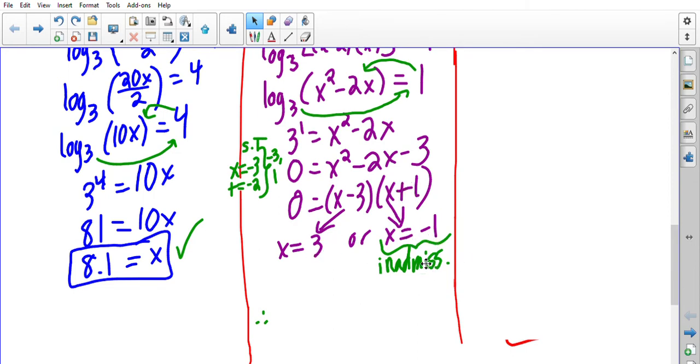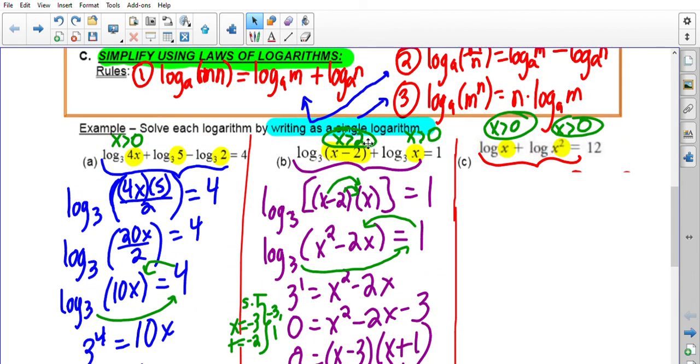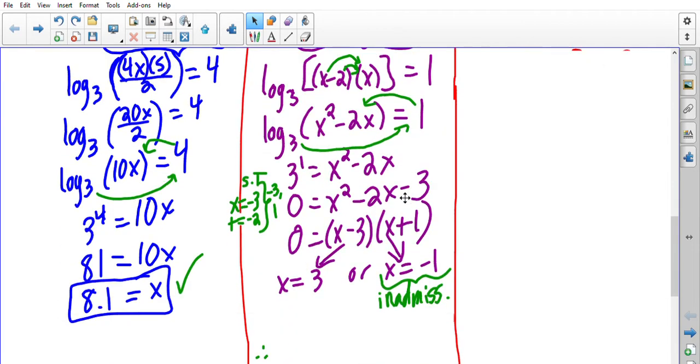Now, this is where you're going to have to really be paying attention. So I'm calling x = -1 inadmissible, because it does not meet the domain requirements here. So x has to be greater than 2, x has to be greater than 0. Out of these two, x greater than 2 takes over. If you're doing x greater than something, then the one that takes over is the largest number. So this definitely doesn't fit that requirement.